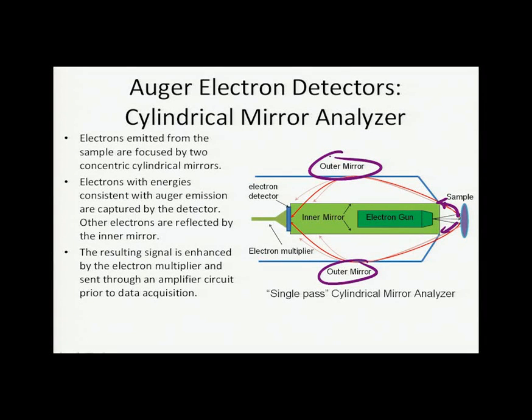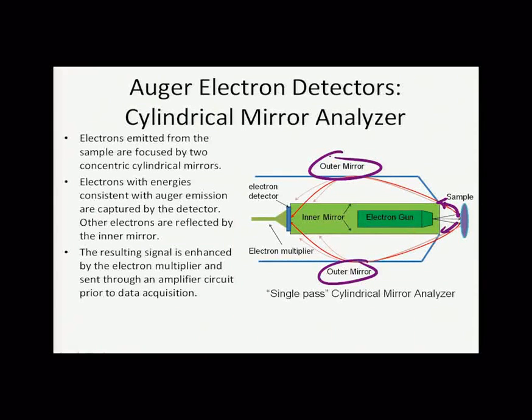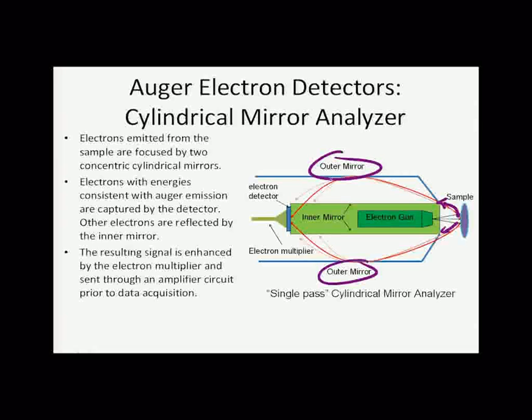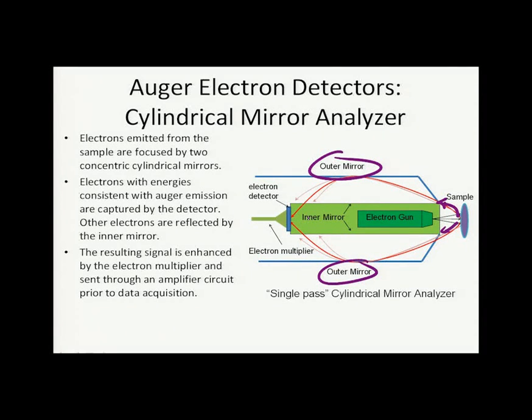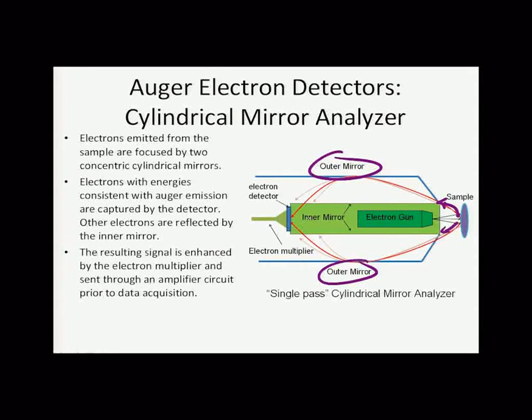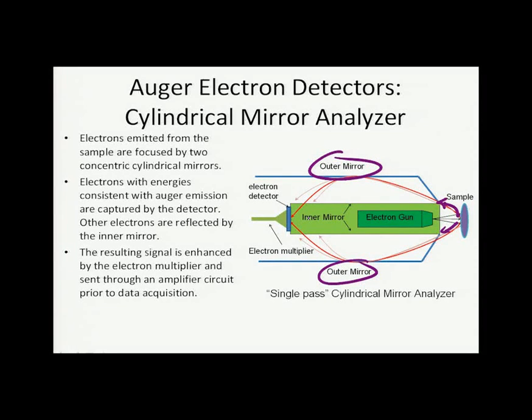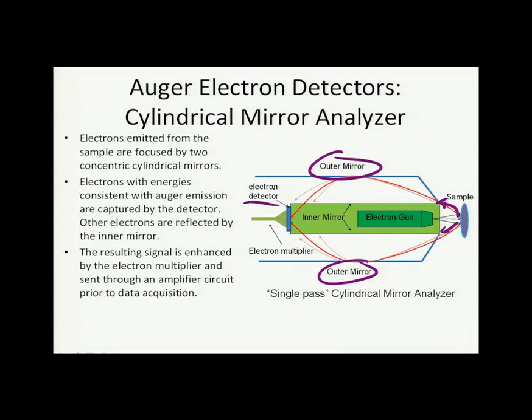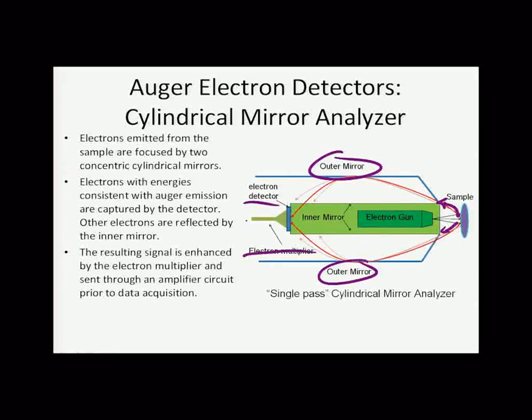The other ones are reflected by an inner mirror, so they don't get to the detector, because the higher energy ones are reflected. The resulting signal is enhanced by the electron multiplier and sent through an amplifier circuit prior to data acquisition. So we have our electron detector here, our electron multiplier, and then finally this would take us to basically our output or our screen.